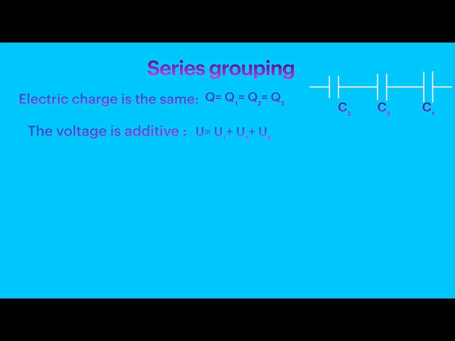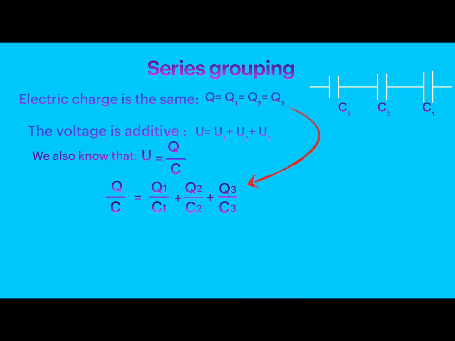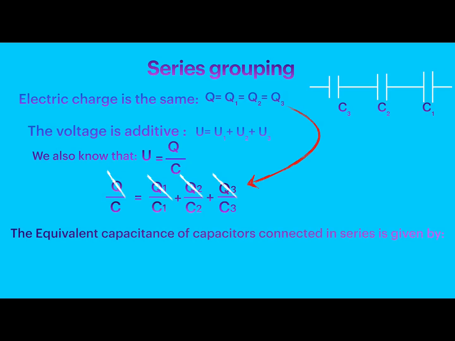We also know that U is equal to Q over C. Then by substituting this relation in the previous one, we will get Q over C is equal to Q1 over C1 plus Q2 over C2 plus Q3 over C3. And since the charge is equal, we may simplify by Q. And of course, the capacitance C represents the capacitance of the whole grouping. That's why we may get the expression of the equivalent capacitance, which is given by the relation 1 over C equivalent is equal to 1 over C1 plus 1 over C2 plus 1 over C3.